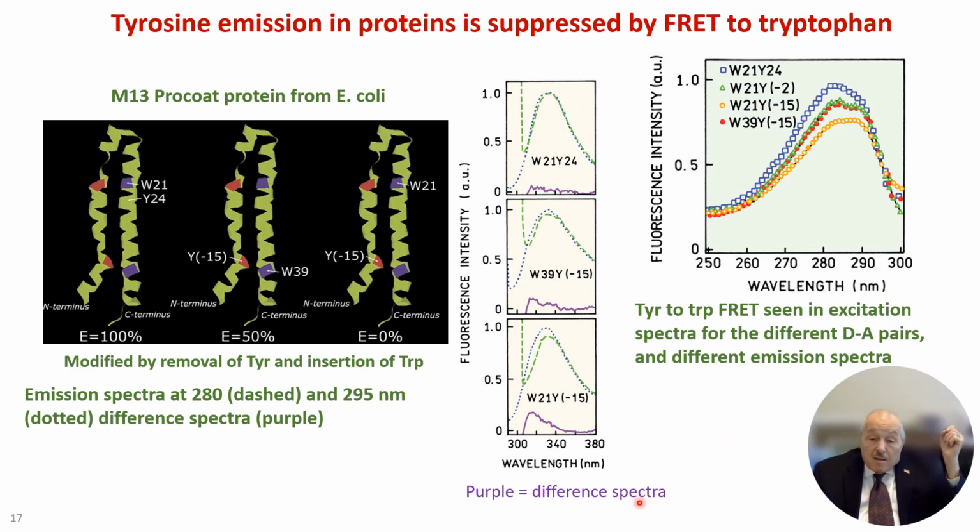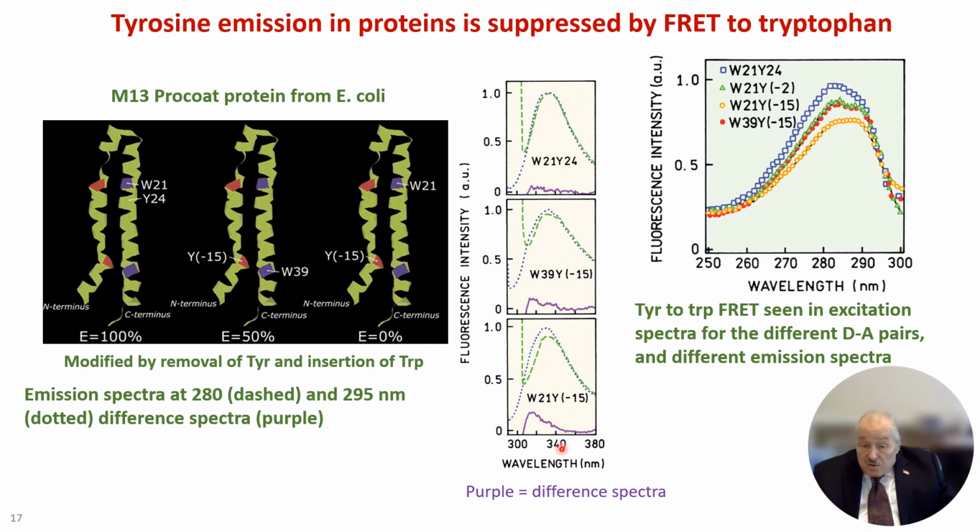These spectra here, the purple ones, are the different spectra as seen with excitation of both tyrosine and tryptophan, or excitation, which is tryptophan. So the close ones transfer to one another. Let's go down to the ones that are furthest away, tryptophan 21, tyrosine 15. So here we have tryptophan 21. Here we have tyrosine 15. It's too long of a distance for energy transfer.